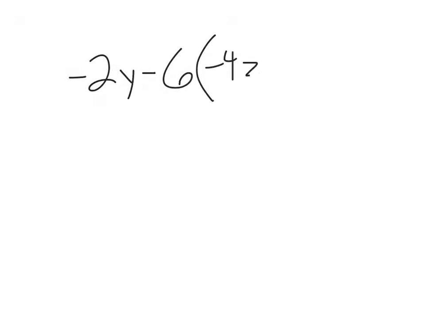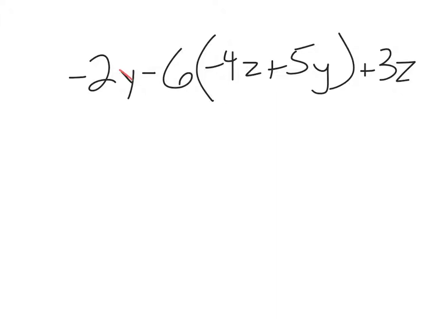I wrote down this example. If I have, say, negative 2y minus 6, and then in parentheses we have negative 4z plus 5y plus 3z. Now this looks crazy, but what happens here, we're seeing two different variables. We're seeing the letter y and the letter z.